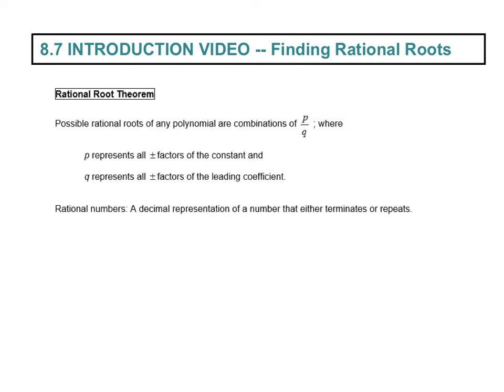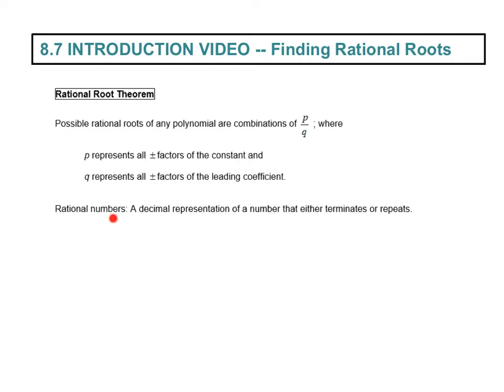The rational root theorem says possible rational roots of any polynomial are combinations of p divided by q, where p represents all positive and negative factors of the constant. Remember, the constant is the term on the end without your variable in a polynomial, and q represents all the positive and negative factors of the leading coefficient. So if you take all the factors of p over all the factors of q, that will give you possible rational roots of the polynomial.